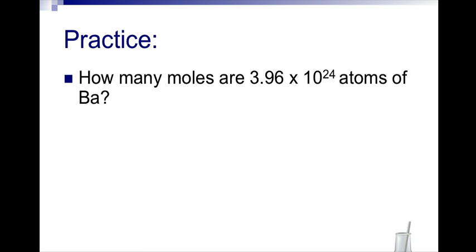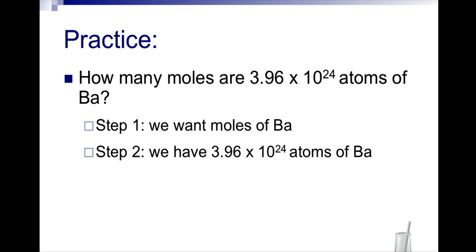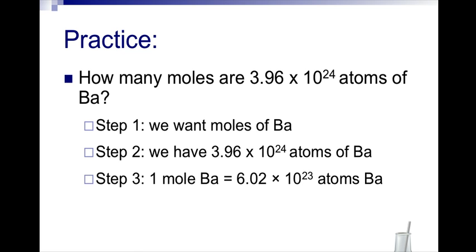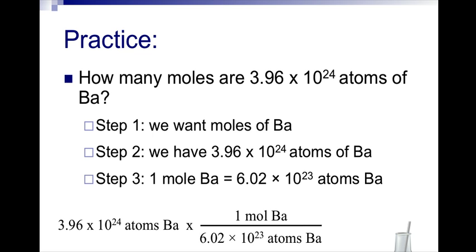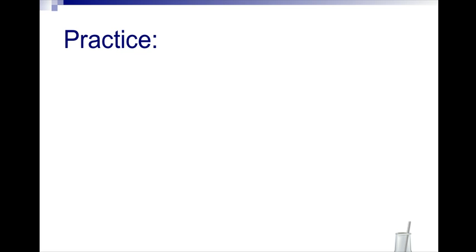So how many moles are in 3.96 times 10 to the 24 atoms of barium? Well, we want moles of barium. We have 3.96 times 10 to the 24 atoms of barium, and we know our conversion factor. So we start with what we know, 3.96 times 10 to the 24 atoms of barium times our conversion factor. We will put atoms in the denominator, so atoms cancel, and we are left with 6.58 moles of barium.